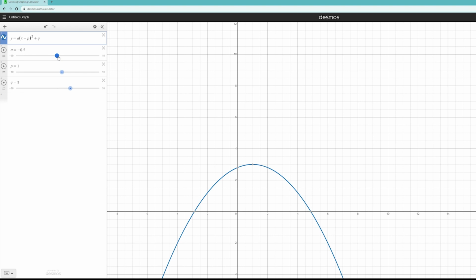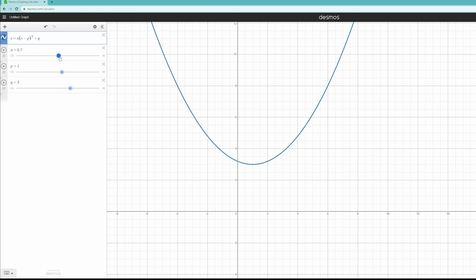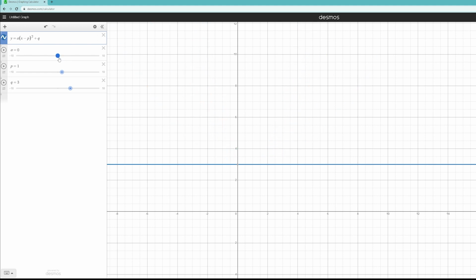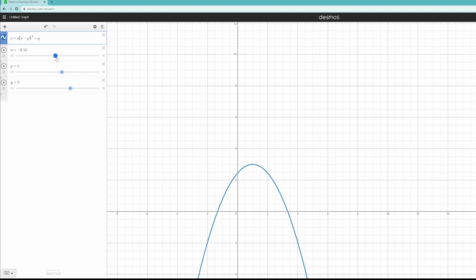We're going to go towards the negatives, and we can see that we are flipping, right? We're flipping from this graph opening upwards when a is positive to this graph starting to open downwards when that a value becomes negative. Okay, and we see again as that negative value grows larger in magnitude, it gets narrower and narrower. Okay, so let's reset this value to 1 here.